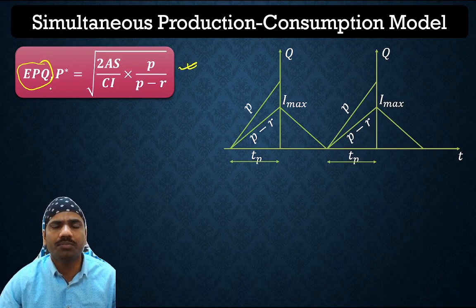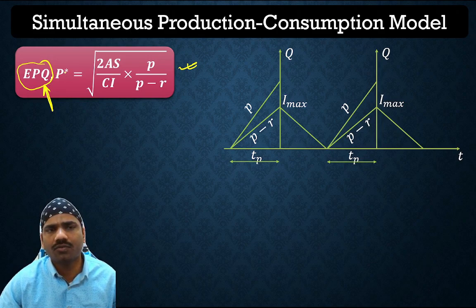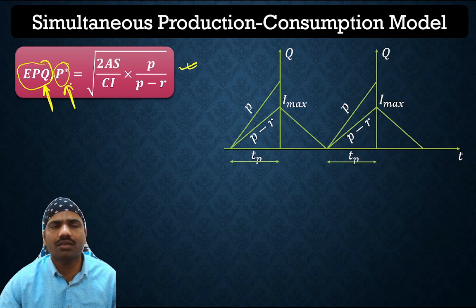So let us see what is EPQ. Economic production quantity is the quantity we are going to produce that will give maximum profit. So what should be the quantity so that, if we are producing that quantity, we have maximum profit? For finding that particular quantity, that is EPQ, denoted by P star, we can calculate by this particular formula, where A is annual demand, S is setup cost, and CI is inventory carrying cost, P is the production rate, and R is the consumption rate.